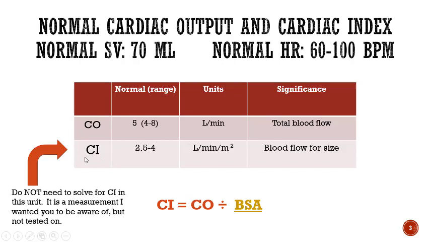I am not going to do anything on the exam with cardiac index. I just thought it was worth mentioning because I feel like this is how it comes up more in a real world application. So again, for cardiac output, the average is 4 to 8 liters per minute. Around 5 is the middle number there.